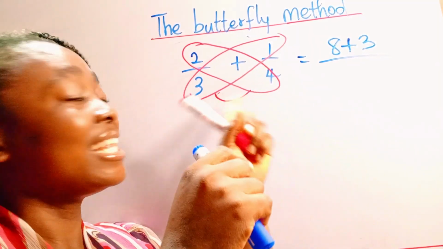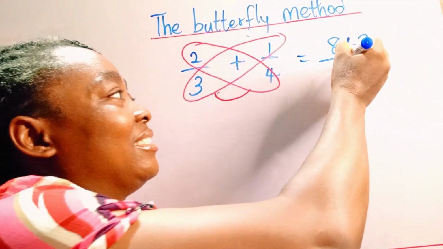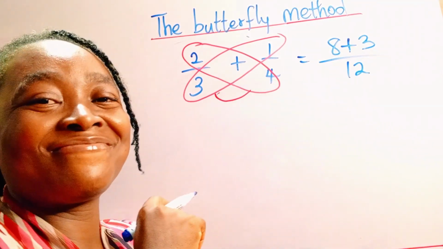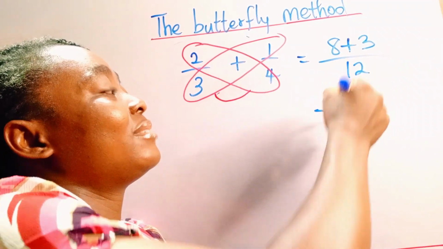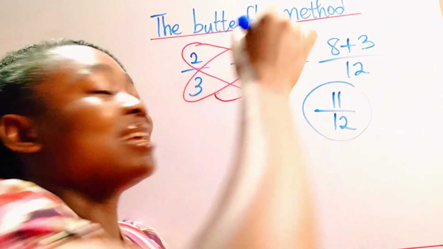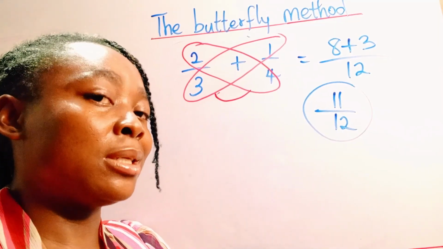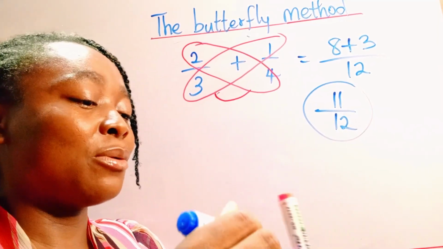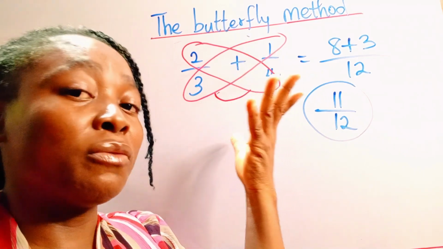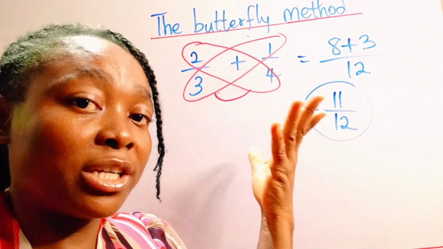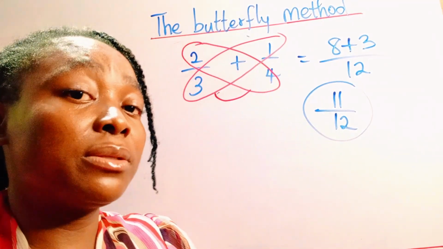So you have 3 times 4 is equal to what? 12. So 8 plus 3 is equal to 11. 11 over 12. This is your answer. Isn't that fast? It is really fast. Now, you do this whether addition of fractions or subtraction of fractions, you use the same method. This butterfly method, you can use it.